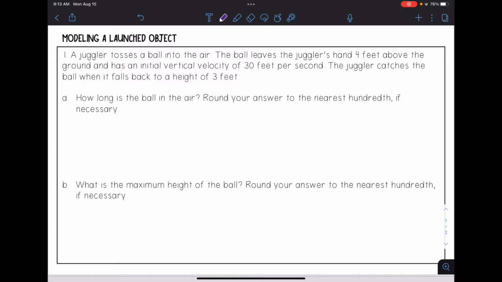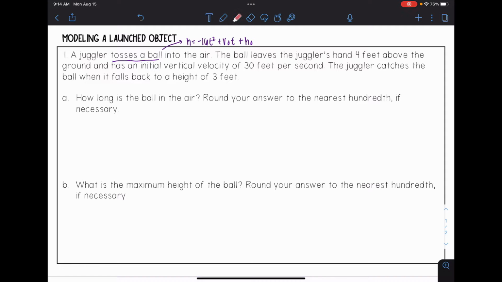So first I see, since it is being tossed, it's not being dropped, we're going to be using that formula h is equal to negative 16t squared plus v naught t plus h naught. I want to find the time the ball is in the air, so I'm looking for my value of t. And so I need to fill in what my height is, my initial vertical velocity, and what my initial height is.